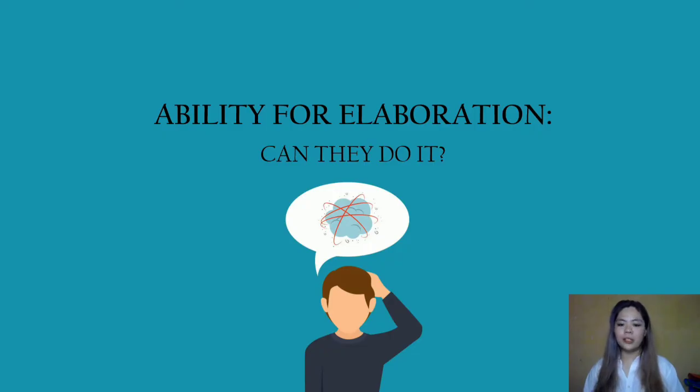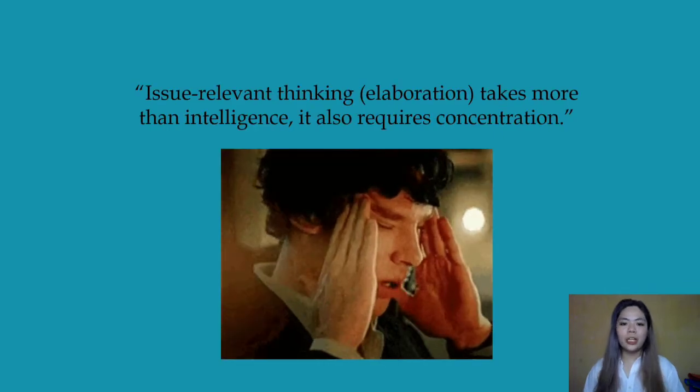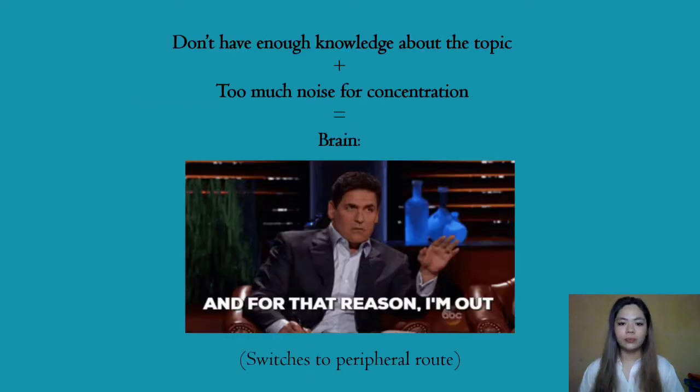Ability for elaboration. Can they do it? Once people have shown an interest in thinking about the content of a message, the next issue is whether they are able to do so. Issue-relevant thinking takes more than just intelligence. It also requires concentration. Distraction disrupts elaboration.